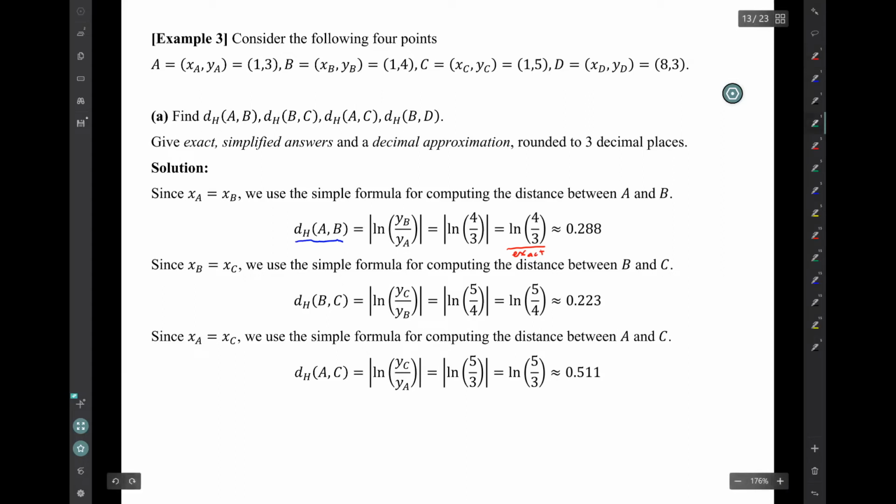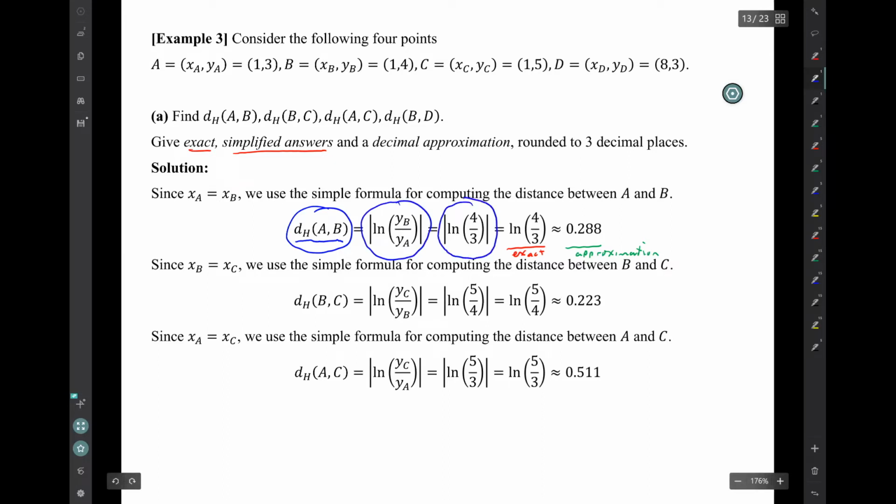When I type that into a calculator, I get a decimal approximation. But notice that I said exact simplified answers. When you do this calculation according to the formula, you find yb divided by ya, take the logarithm of that, and find the absolute value of that. Well, abstractly, that's this calculation.